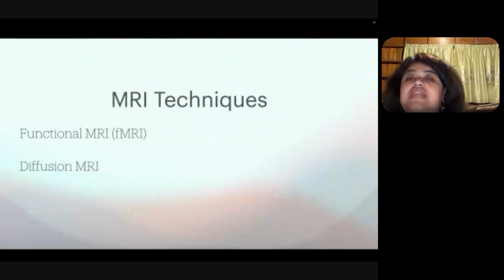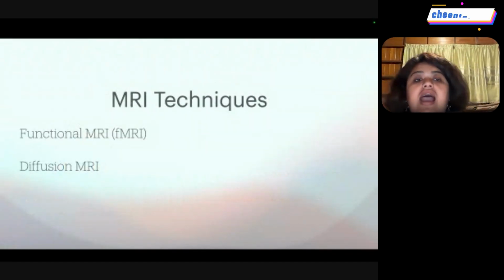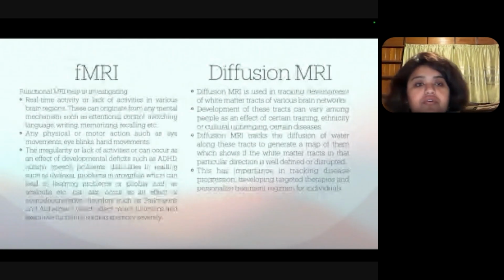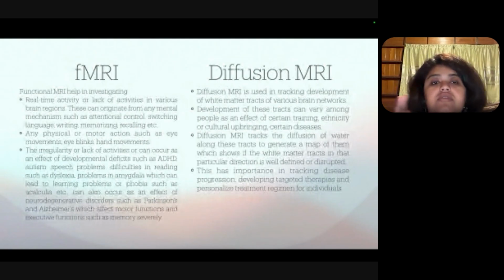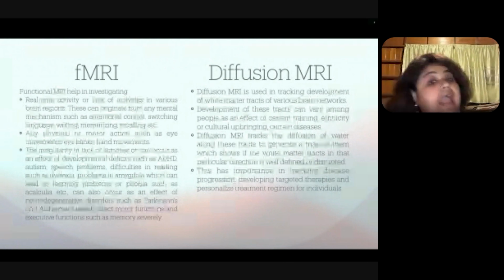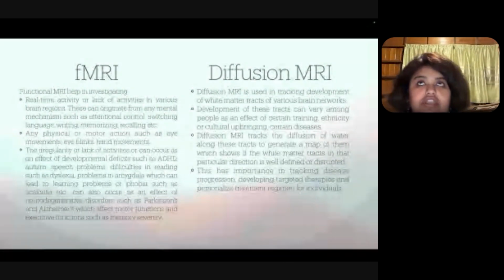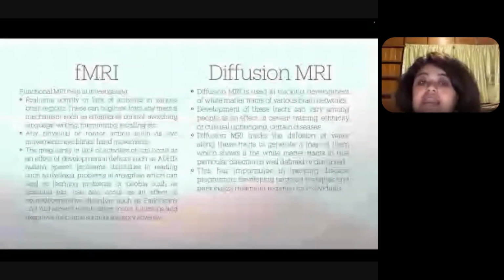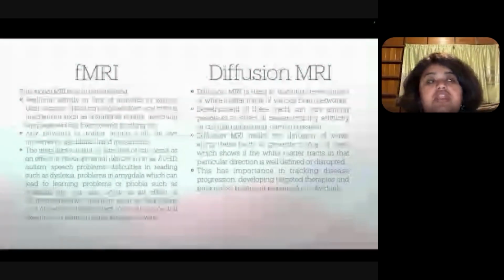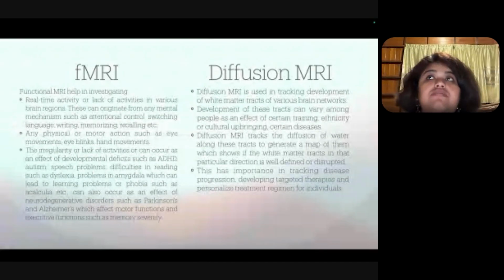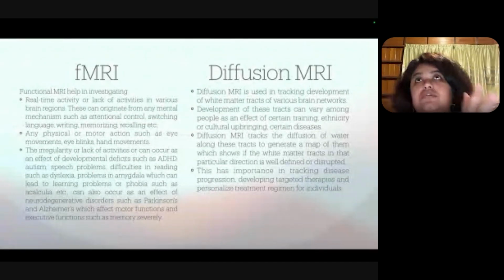Now, the two techniques that I will discuss today are functional MRI and diffusion MRI. And what are these things used for? So, functional MRI mostly helps in investigating the real-time activity or lack of activity in various brain regions. And these activities can originate from any mental mechanisms, such as when you are studying, you are focusing on something. You are basically focusing your attention on a particular task.